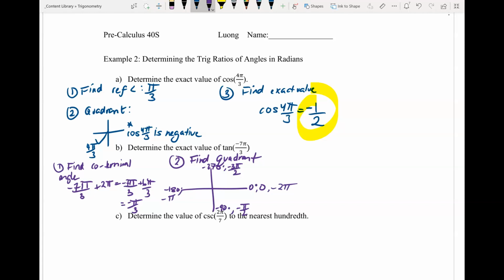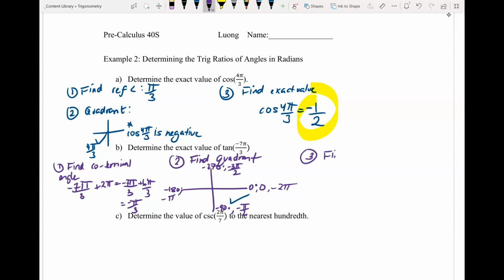So that means negative pi over 3 is going to belong in quadrant 4 because it would fit in between 0 and negative pi over 2. So negative pi over 3 fits in between 0 and negative pi over 2. That's why it's in quadrant 4. This means tangent is going to be negative there because it's in quadrant 4. So we're going to keep that in mind for the final answer.